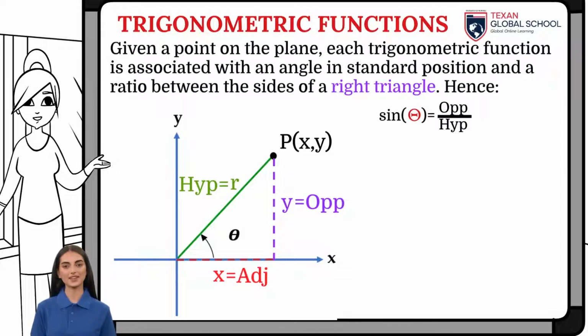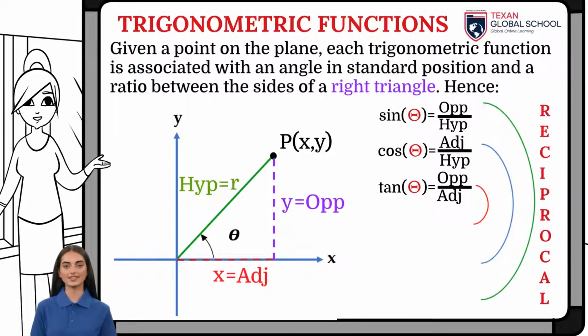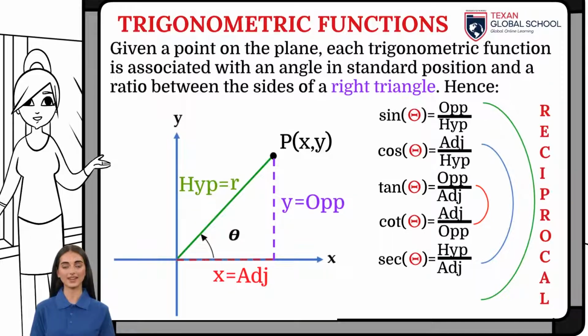The sine of theta is equivalent to the opposite side over the hypotenuse. The cosine of theta is equal to the adjacent side over the hypotenuse. The tangent of theta is equal to the opposite side over the adjacent side. And let's observe that the cotangent of theta is the reciprocal of the tangent, that is, adjacent side over opposite. The secant is the reciprocal of the cosine, that is, the hypotenuse over the adjacent side. And finally, the cosecant is the reciprocal of the sine, which is equal to the hypotenuse over the opposite side.